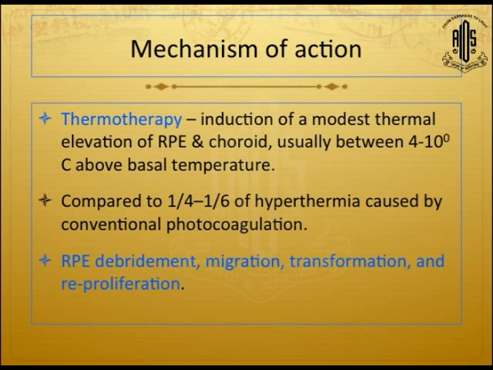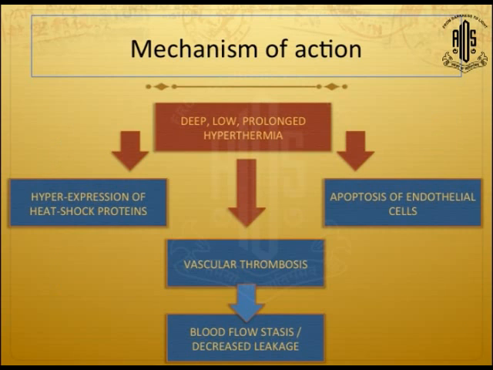So the mechanism of action of TTT is based on thermotherapy, that is induction of a modest thermal elevation of the RPE and choroid, which is usually between 4 to 10 degrees Celsius above the basal temperature. Compared to photocoagulation, this is almost 1/4 to 1/6 of the hyperthermia caused in TTT. The mechanism is RPE debridement with migration, transformation and reproliferation of the RPE cells, which forms a scar, and probably leakage will stop from that place.